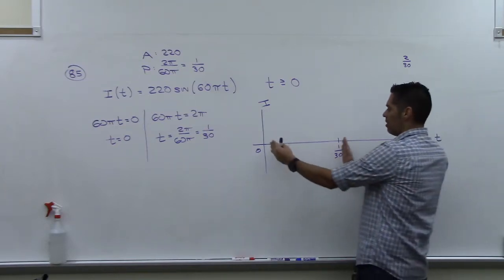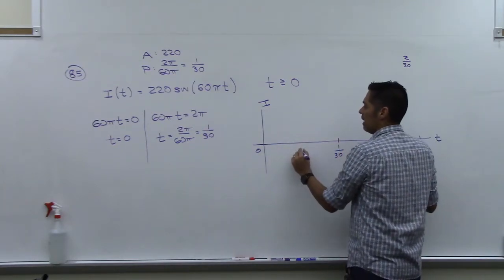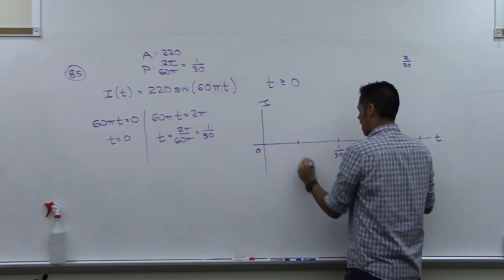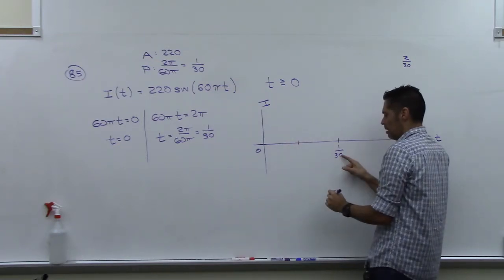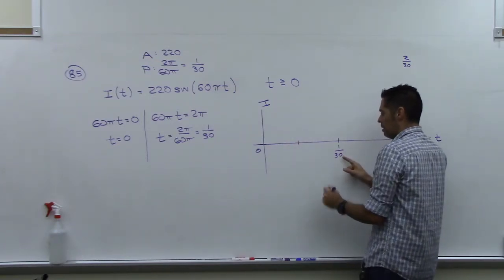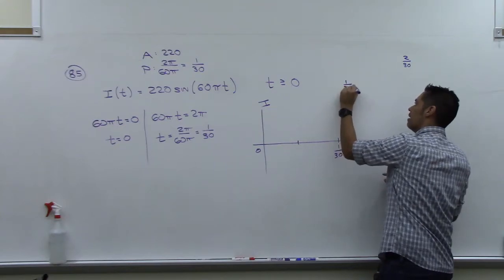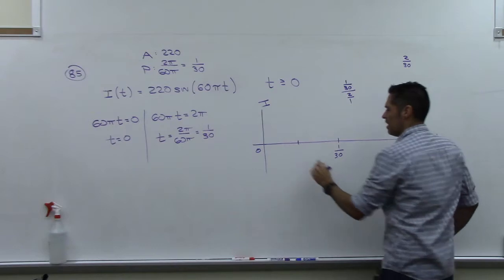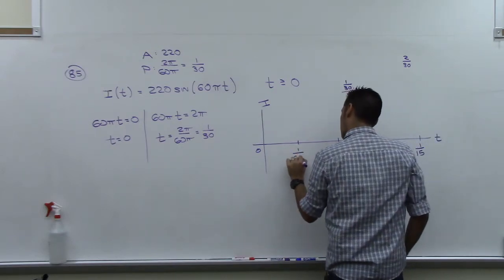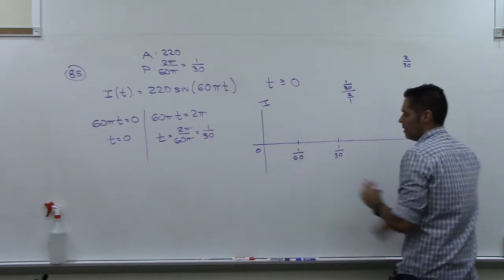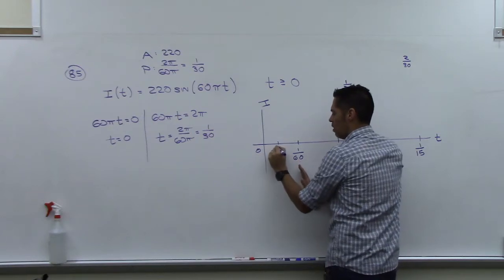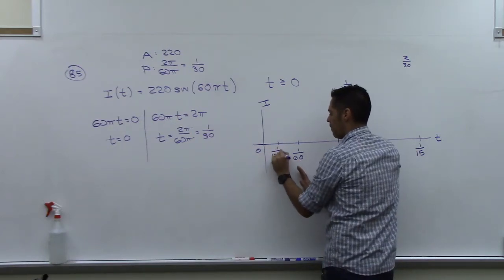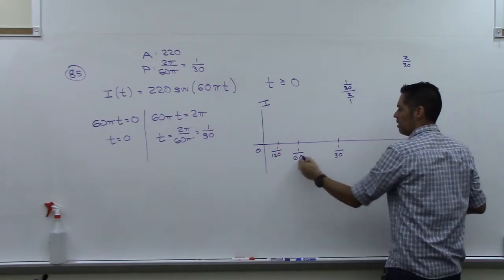Now, let's start with the first period. I'm going to need my sections, so I cut that in half. Half of 1/30th: you take 1/30th and divide it by 2 over 1, and that means you flip, you get 1/60th. Okay, and then halfway between here and here, this is 1/120th. Okay, halfway between here and here.